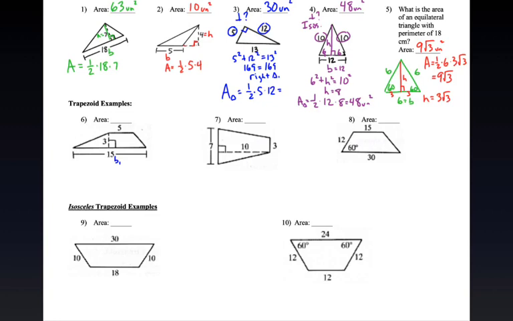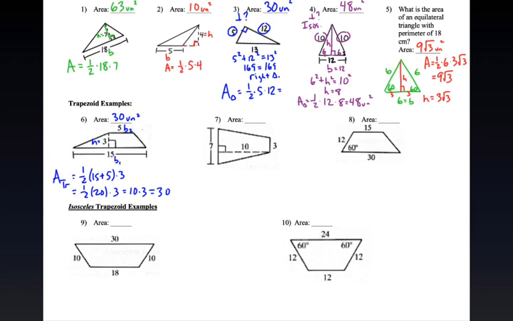So for trapezoids, it tells us these are trapezoids. They're not marked as parallel, but since it tells us a trapezoid, the two parallel sides are 5 and 15. Those are my two bases. The height's going to be the thing that's perpendicular to both of them. So in this case, it gives me B1, B2, and H. Just plug it into our formula and simplify, calculate.